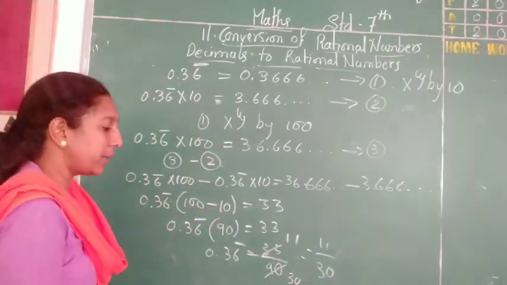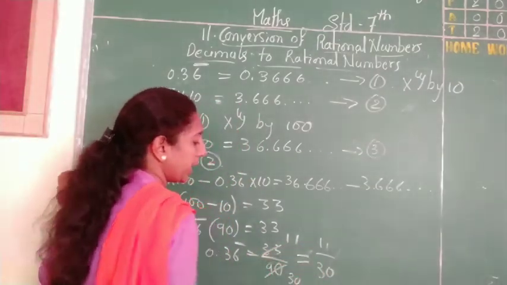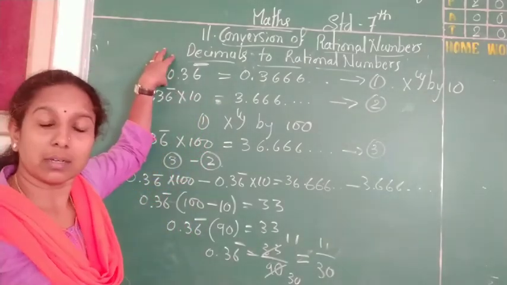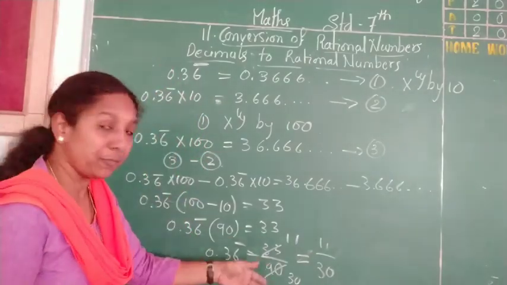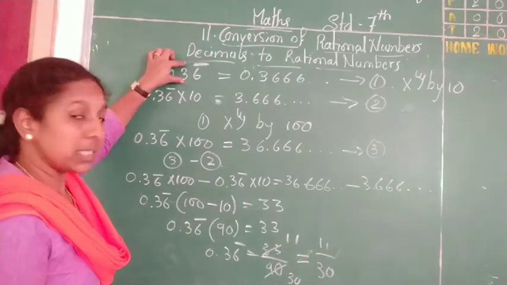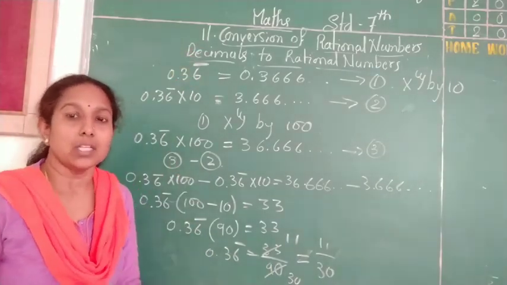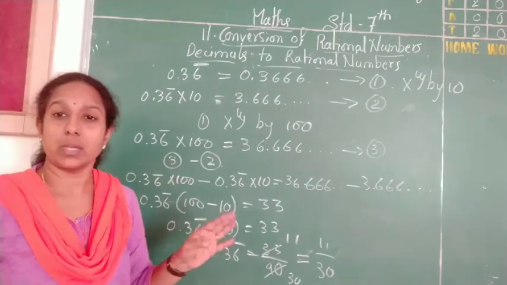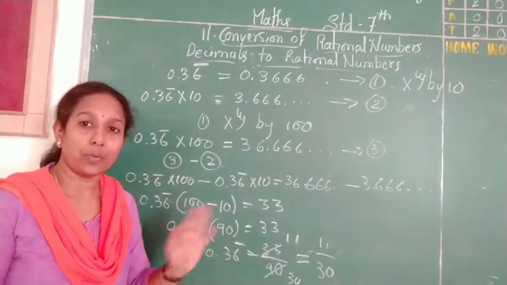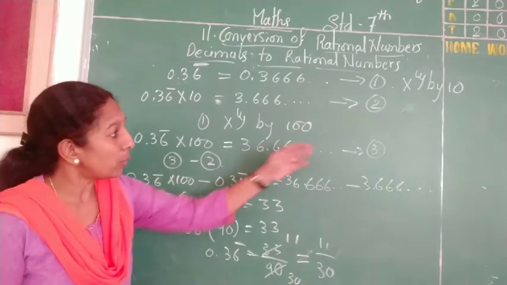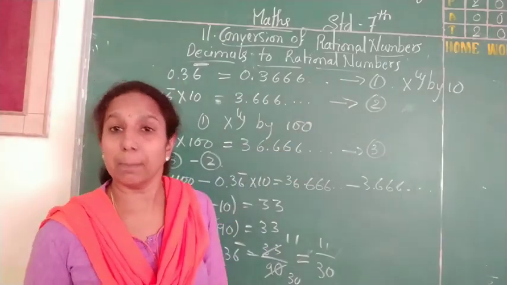So this is how we can write the given decimal as a rational number if one number is not repeating and the other one is repeating. Okay children, this step is very important. So please don't forget any of the steps, and don't forget to write the numbers.